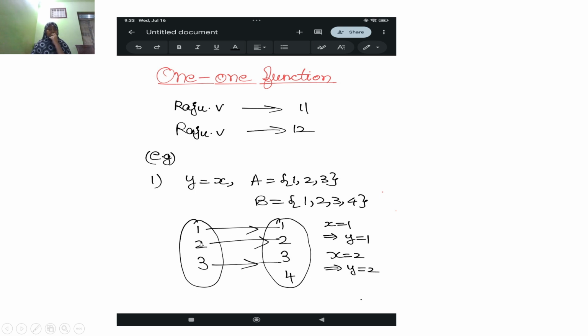Example here, y is equal to x. Here we have set A as 1, 2, 3 and set B as 1, 2, 3, 4. Set A is the domain, set B is the codomain. The set of mapped images is the range. So 1 is going to 1, 2 is going to 2, 3 is going to 3. I am repeating again: the domain is 1, 2, 3, that is set A. The codomain is 1, 2, 3, 4. Now the range will be the mapped images, here 1, 2, 3. So you can see no one is sharing the images. So this is a 1 to 1 function.